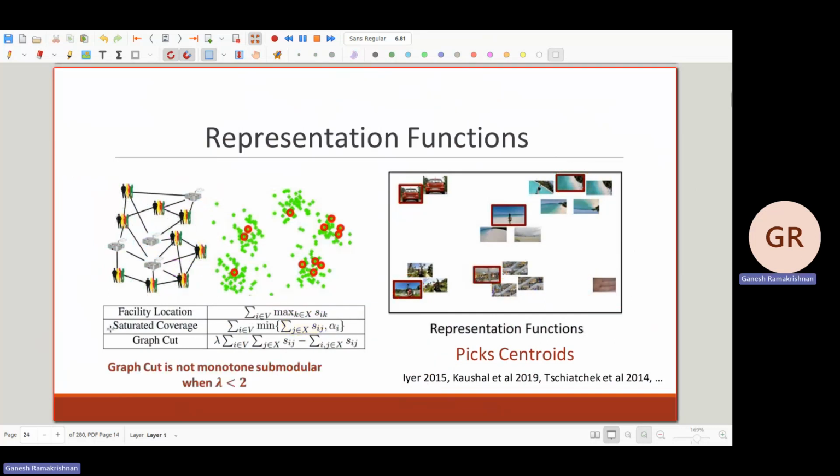So it turns out that if lambda is equal to 2, it is monotone submodular. If lambda is less than 2, it is submodular, but it is not monotone. All the others, these two, are monotone submodular. You're getting a flavor, right, of these functions.